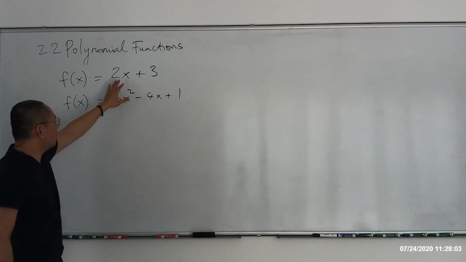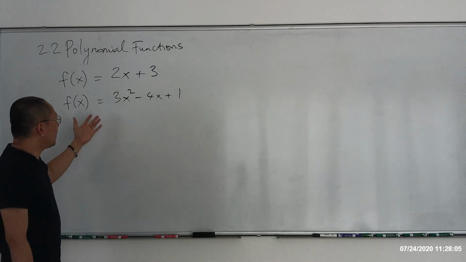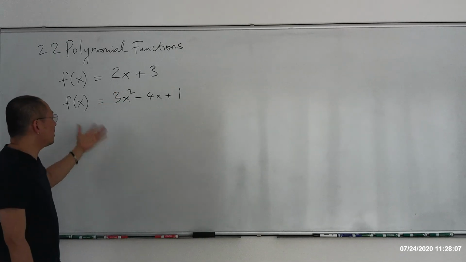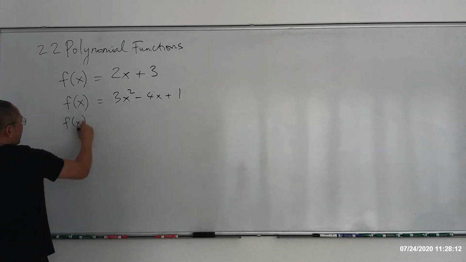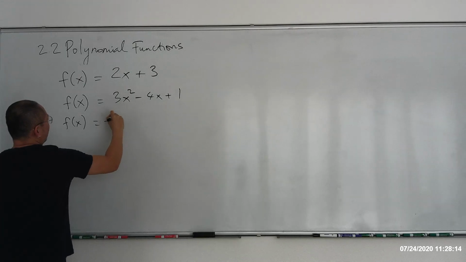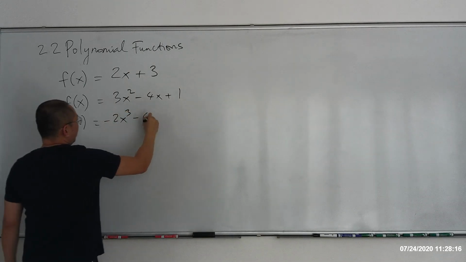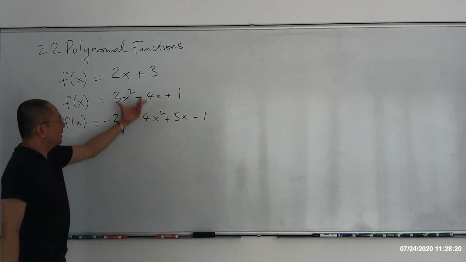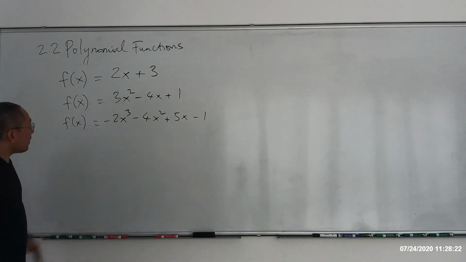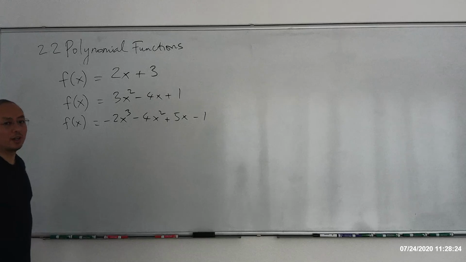Instead of just having x and x squared, what if we have x to the third power, x to the fourth power? Those types of functions. Say this: f of x equal to negative 2x cubed minus 4x squared plus 5x minus 1, and I claim this one is also another polynomial function. All right, and so forth and so on.